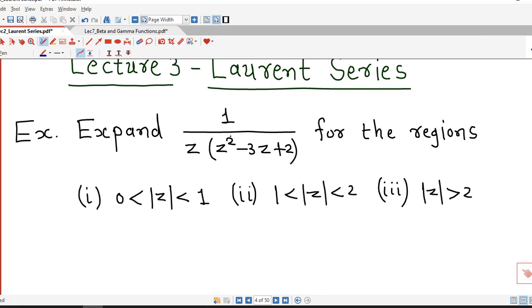We are asked to expand this function 1 divided by z times (z squared minus 3z plus 2) in different regions. The first region is 0 less than absolute value of z less than 1. Second is absolute value of z between 1 and 2, and the third is absolute value of z greater than 2. So first we discuss why we are given these three different regions.